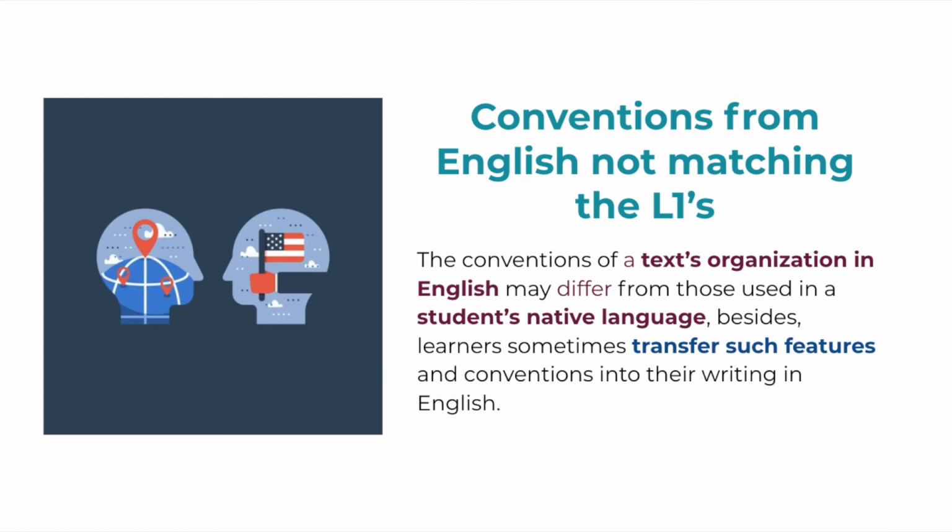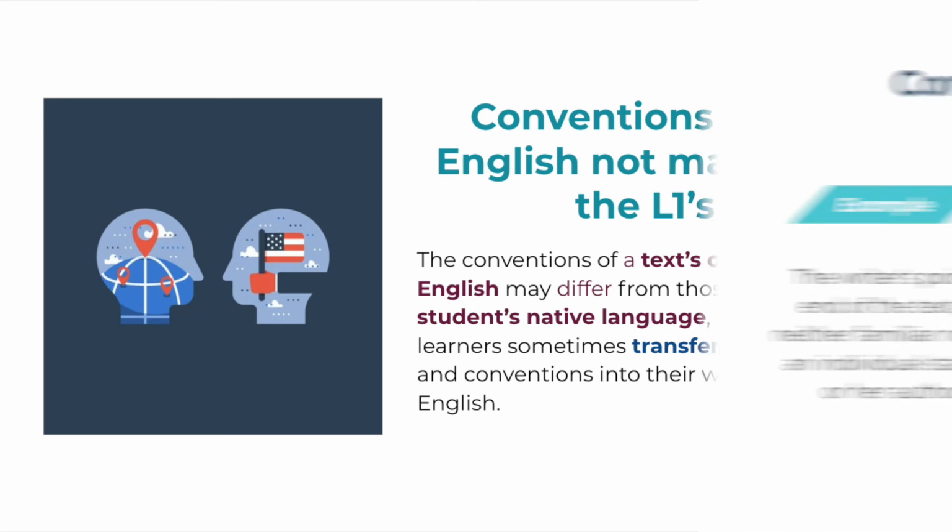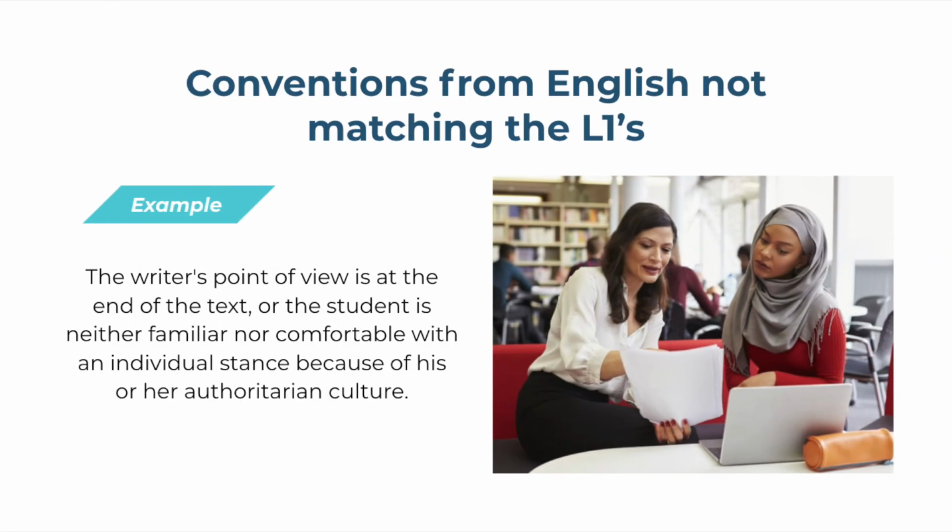However, the conventions of a text organization in English might differ from those used in a student's native language. Besides, learners sometimes transfer such features and conventions into their writing in English. For example, the writer's point of view could be at the very end of the text, or the student can neither be familiar nor comfortable at setting an individual stance because of his or her authoritarian culture.